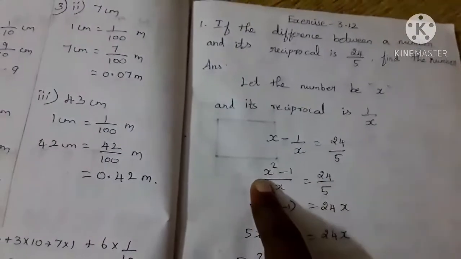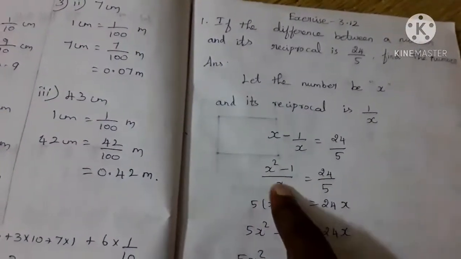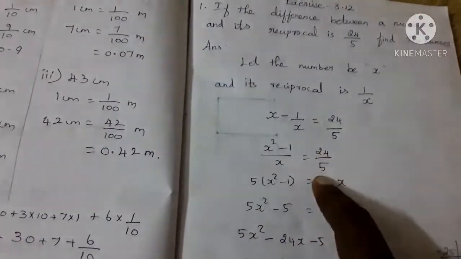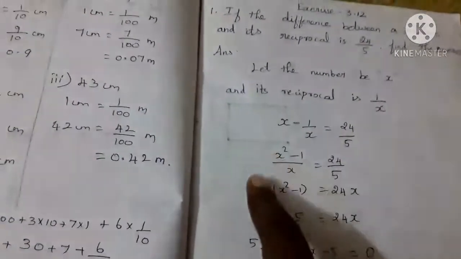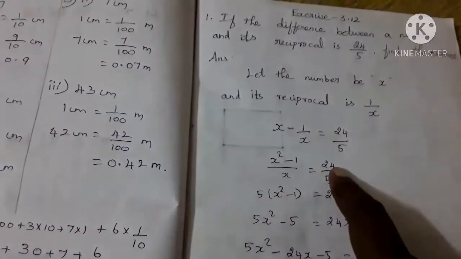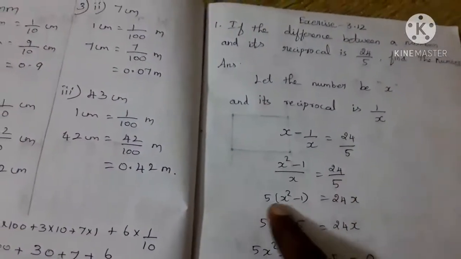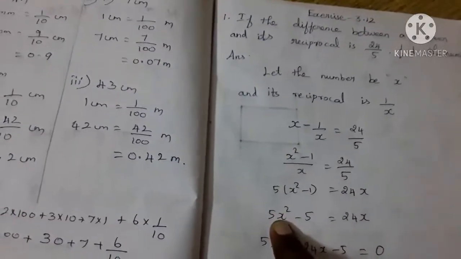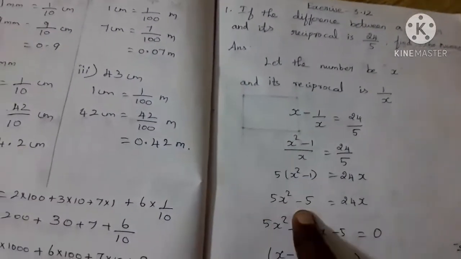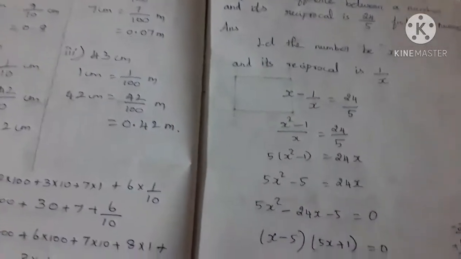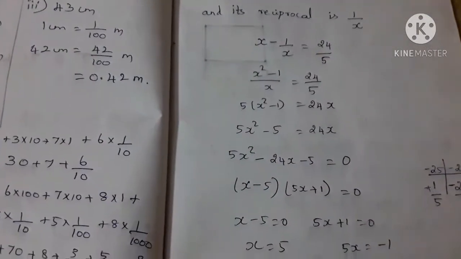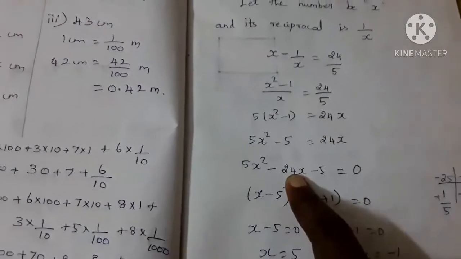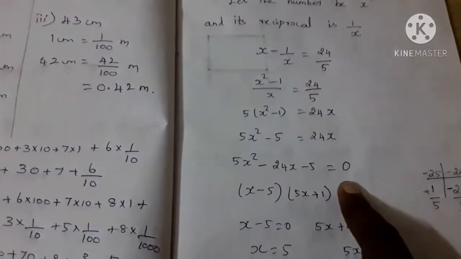So we multiply by x: x squared minus 1 divided by x is equal to 24 by 5. Then we do the cross multiplication. 5 we multiply there, x we multiply here. So 5 of x squared minus 1 is equal to 24x. That means 5x squared minus 5 is equal to 24x. So 5x squared minus 24x minus 5 is equal to 0.